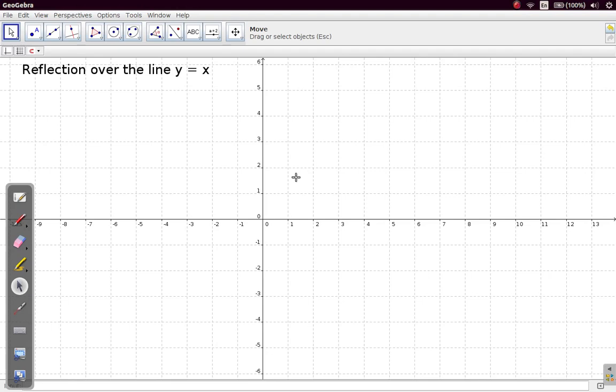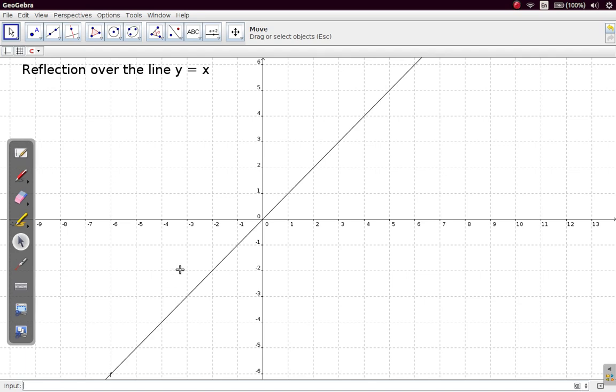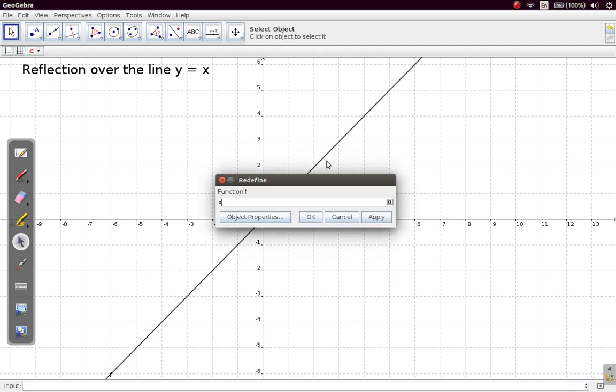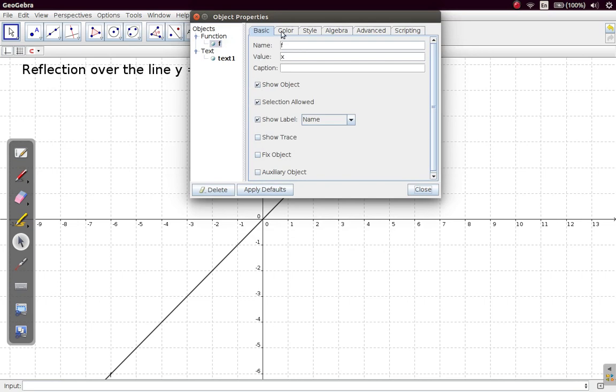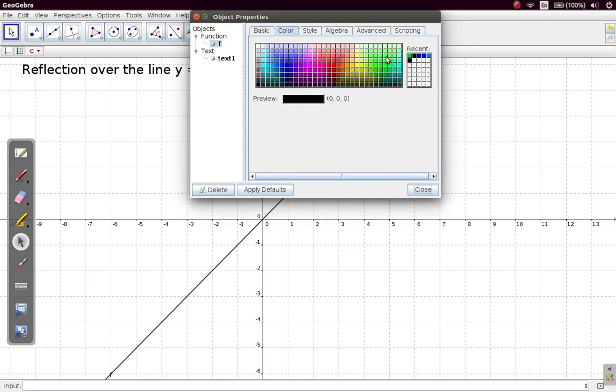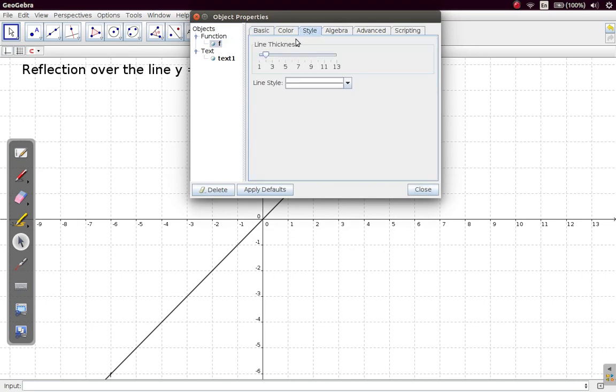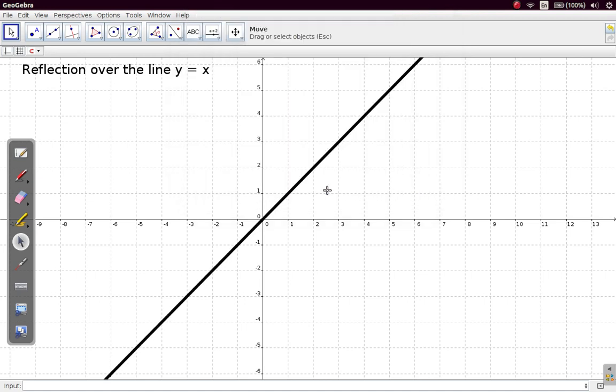Reflection over the line y equals x. Suppose you are asked to reflect a point over that line. Let's first plot the line. So y equals x. That's the line y equals x. Let's make the line thicker. It's black, let's have it remain black. Alright, that's the line y equals x.